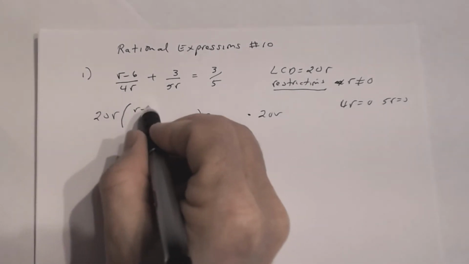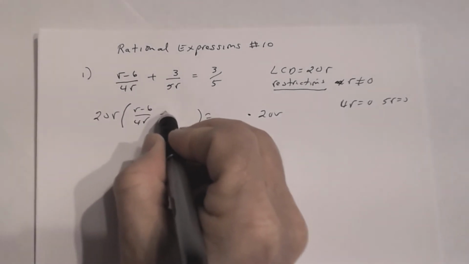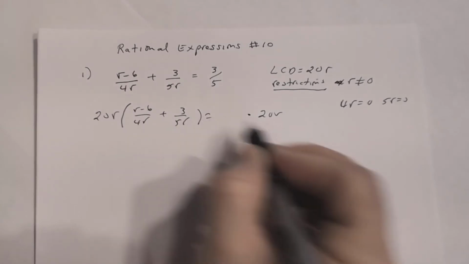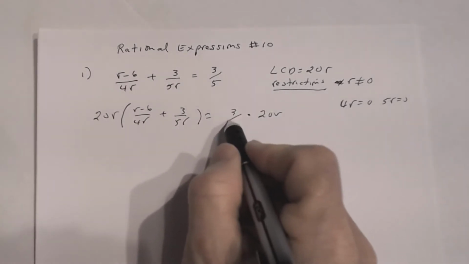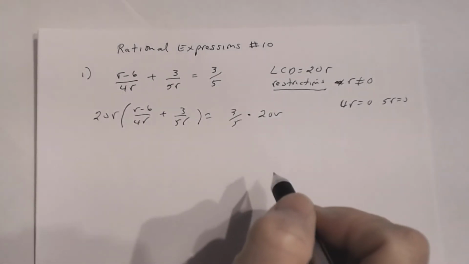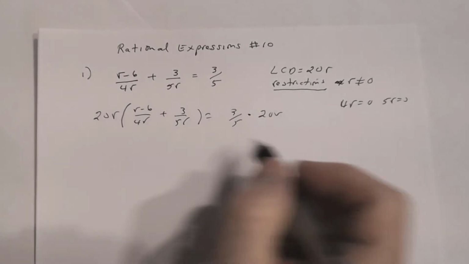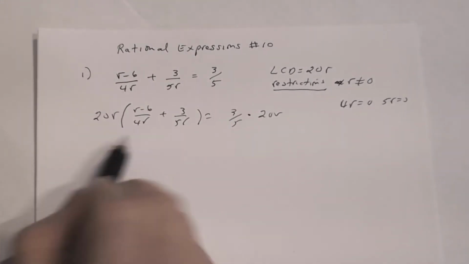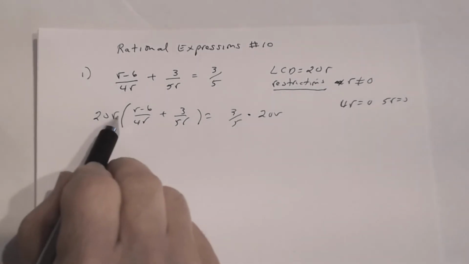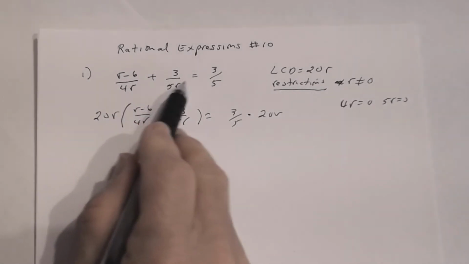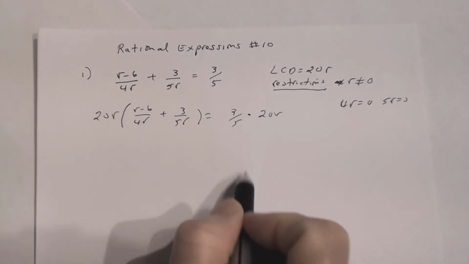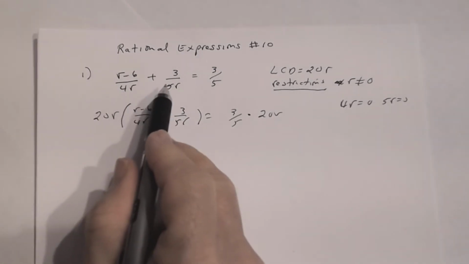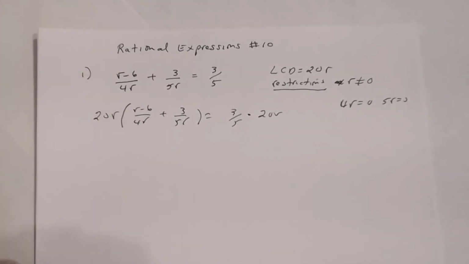So we have (r - 6)/(4r) + 3/(5r), and on this side, I have 3/5 times 20r. Okay? All right, now, remember, you have to distribute first, because if you reduce first, then that automatically is going to give you an error. Mathematically, it's not correct. Because remember, every term at some point in this step that we're about to write has to be multiplied by 20r.